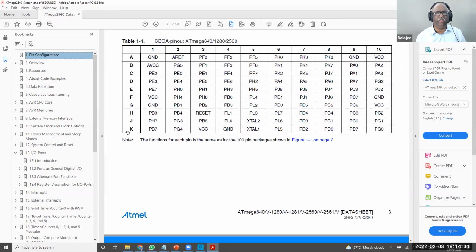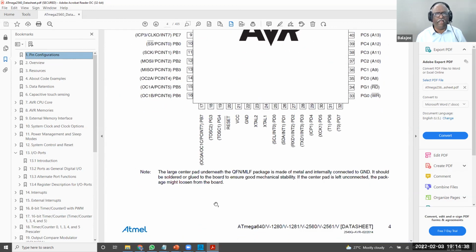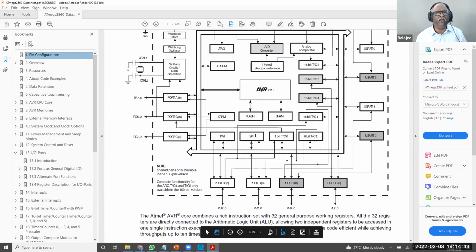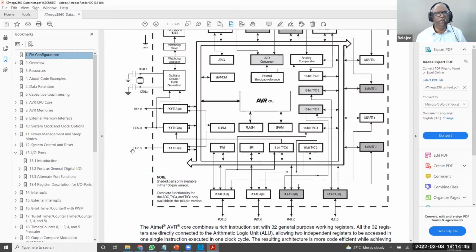See, port A to port K, they have. Port A to port K. I'll show you here itself on the diagram also. See here, this is called block diagram. So they have port A, port B. See here.